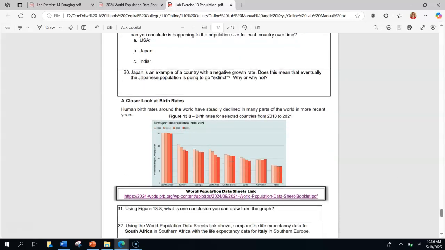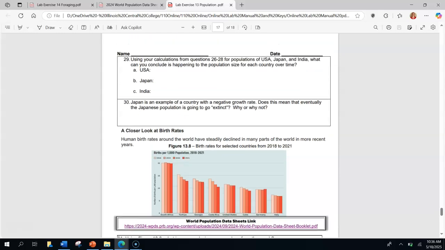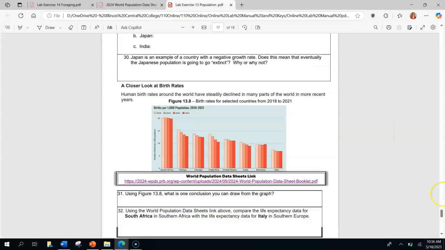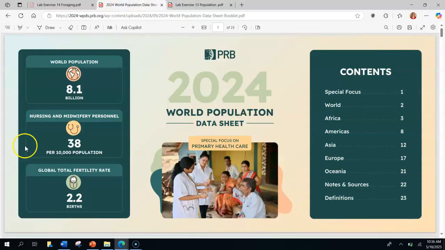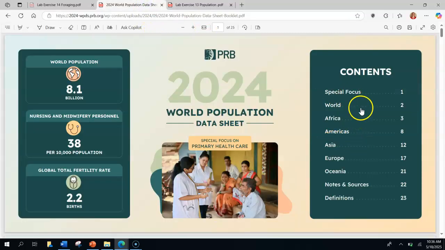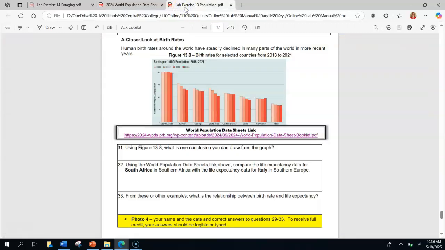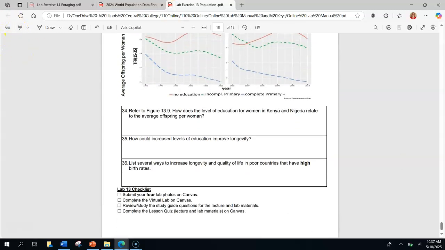Then I'm going to keep scrolling. We have some world populations to look at. You're going to answer these questions by clicking on the link, which is World Population Data Link. You're going to click on the link, which I have pulled up, and then you're going to literally find the country that we're asking for. This one says, look at the graph. So we look at the graph and answer the question. And then question 32, South Africa and Italy. You're going to go to this, look up the content on South Africa and Italy, look up the information, and answer the questions. Then there's a few more questions at the end, and that is the end of Lab 13.